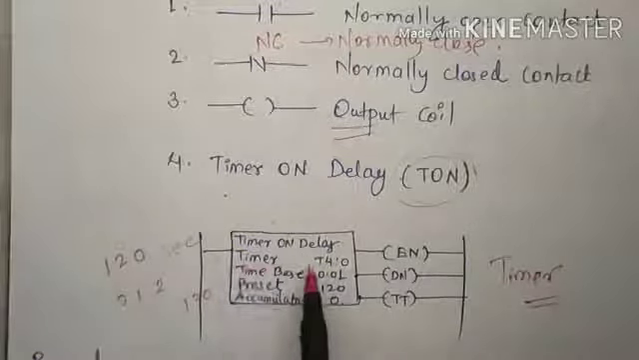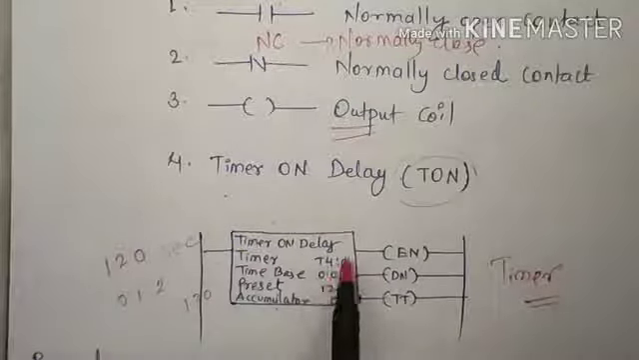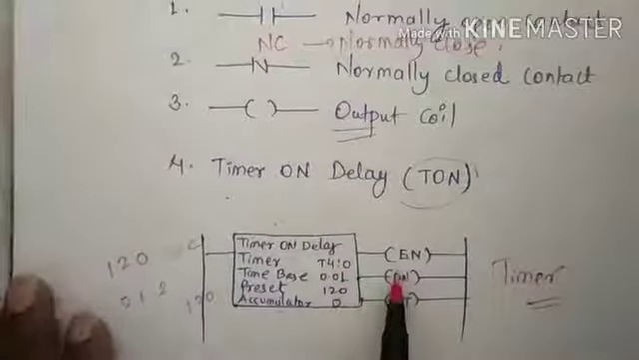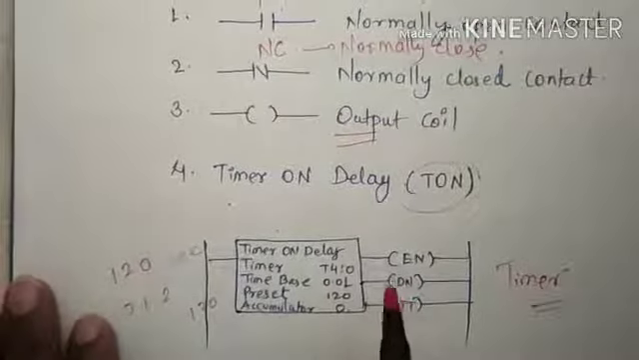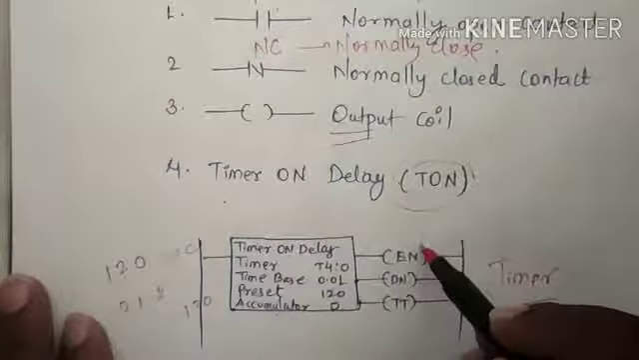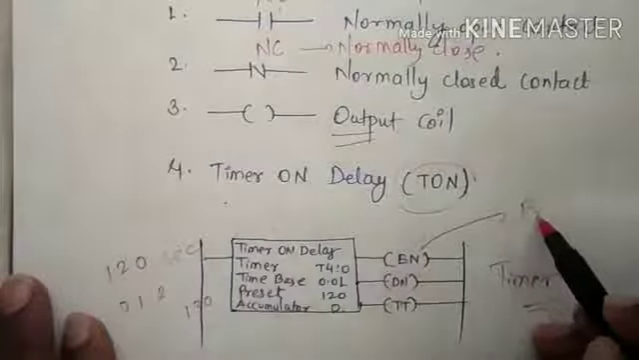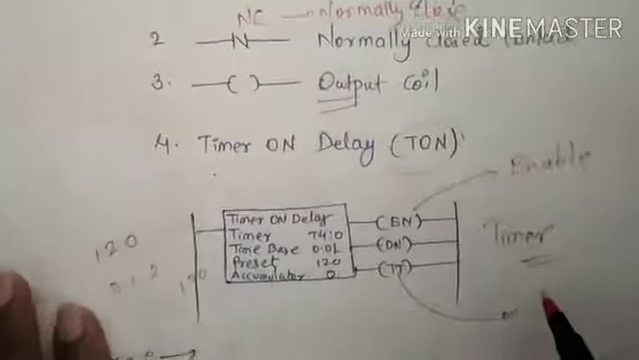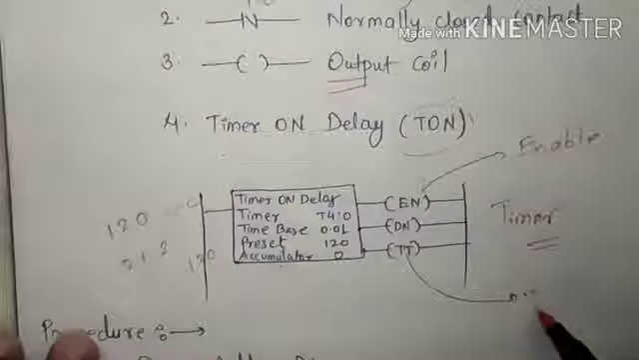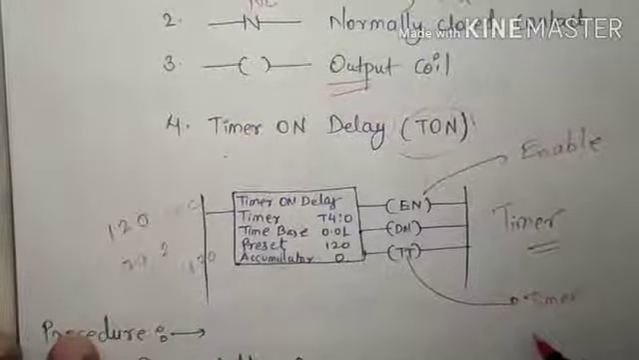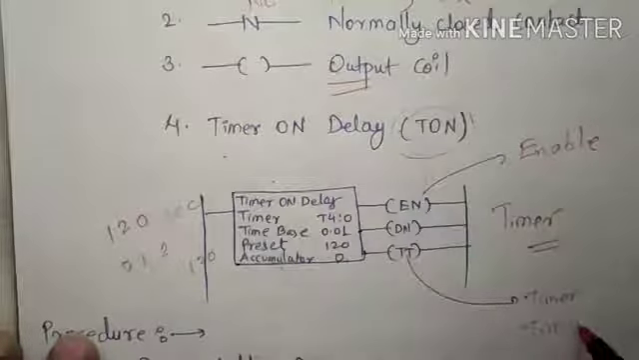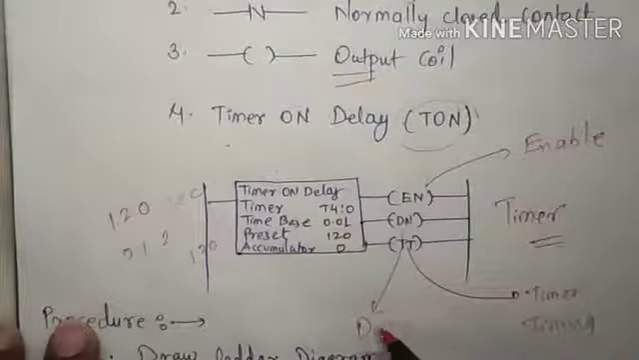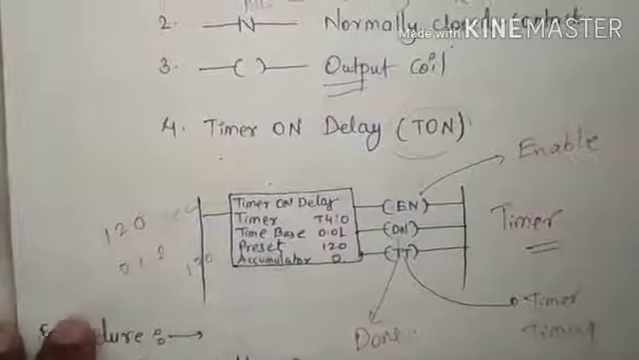Then it has T4:0, which means it has a timer file number, and it also has three important bits: EN denotes enable, TT denotes timer timing, and DN denotes done. So remember these bits.